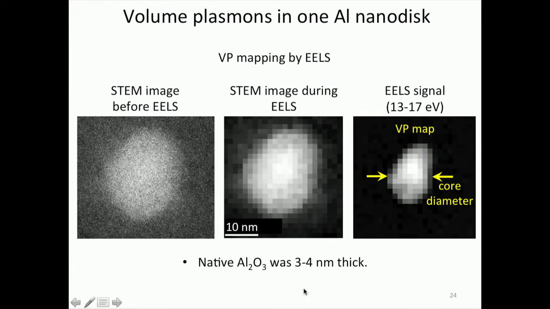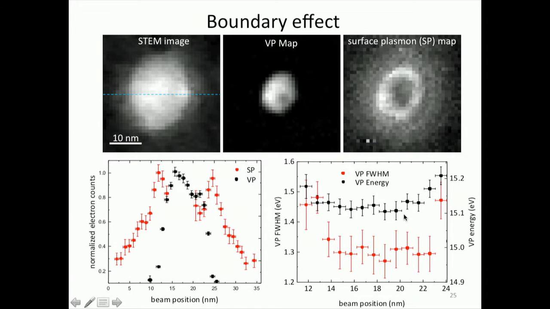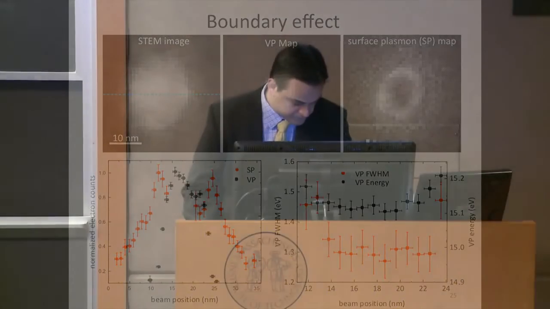Therefore, we estimated from the measurements here that the aluminum oxide thickness is about 3 to 4 nanometers in these structures. And I show here the core diameter, or just the aluminum metal diameter. I'm mostly going to talk about the volume plasmon behavior as a function of this core diameter. So let's study first the volume plasmon within one nanostructure, and then we'll see how it behaves as a function of different nanostructures with different size.